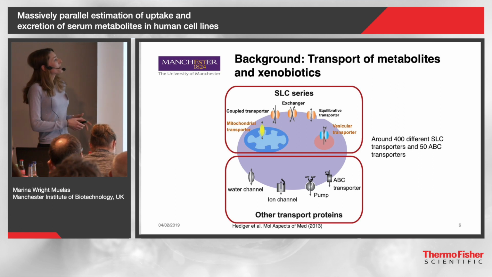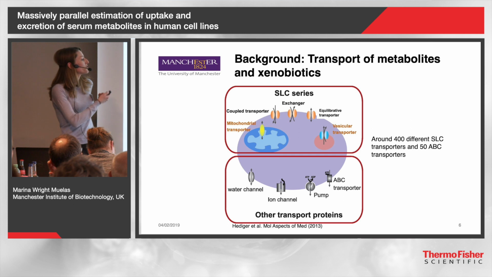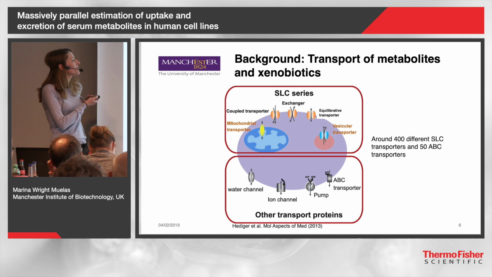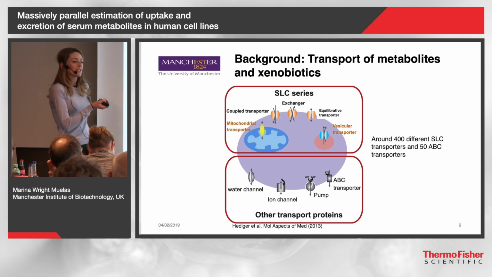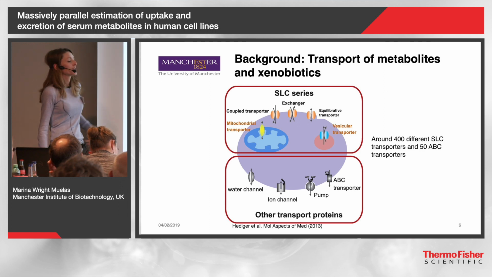So what are the proteins that transport metabolites into and out of cells? There are two main ones. We've got the SLC series, which generally take metabolites into the cells. And we've got the ABC transporters, which generally export things out of the cells. And of course, then we've got various pumps, ion channels, and water channels. There are around 400 SLC transporters, the ones that take stuff in, and around 50 ABC transporters, which are very important in cancer drug discovery.